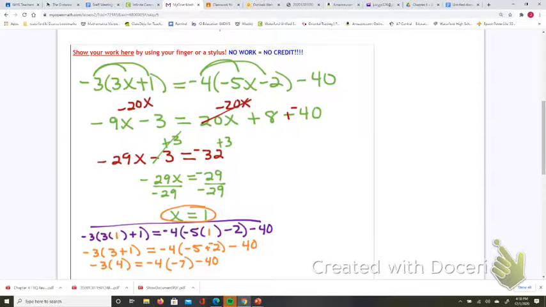Negative 3 times 4 is negative 12. Negative 4 times negative 7 is positive 28 minus 40. Change that to plus the opposite. So now I have negative 12 equals, okay, I have 28 plus negative 40. So I have 28 positives and 40 negatives. If I have both positives and negatives, I have to subtract. 40 minus 28 is 12. I had 28 positives and 40 negatives. So I had more negatives, so the 12 is negative, and it checks, and it works.